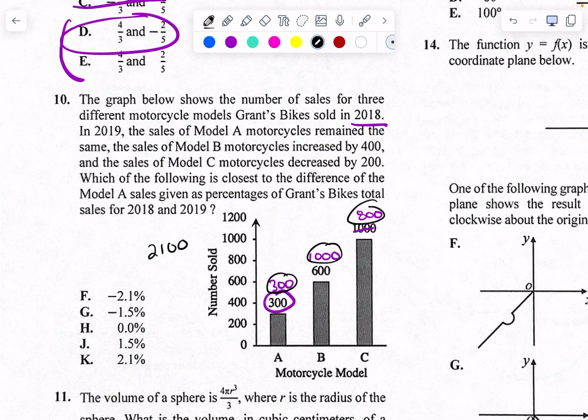Oh, okay. Model A sales given as a percentage of Grant's bike total sales from 2018. Okay, so Model A sales is 300. 300 over 2,100 in the second year, in 2019. We had 300 for Model A out of a total. In 2018, it was 300 over how much? 300, 600, 1,000, 1,900. Okay. What is 300 over 1,900?